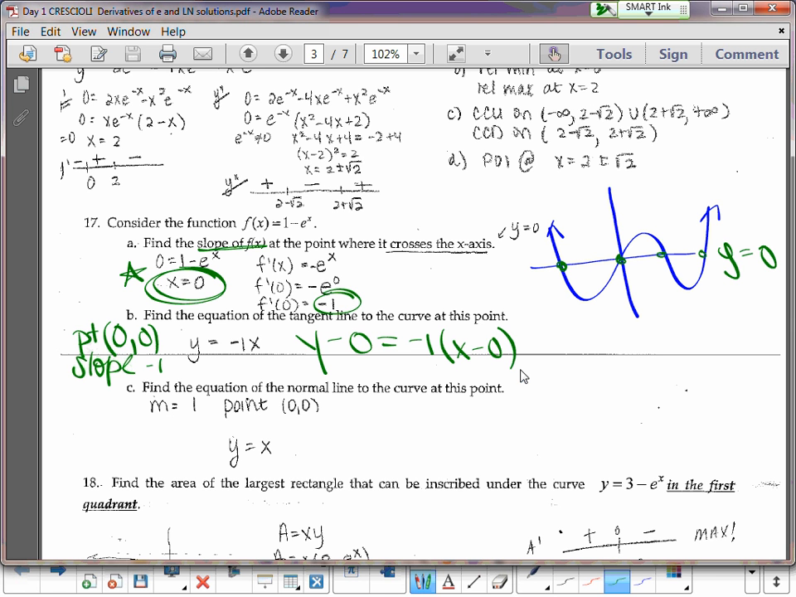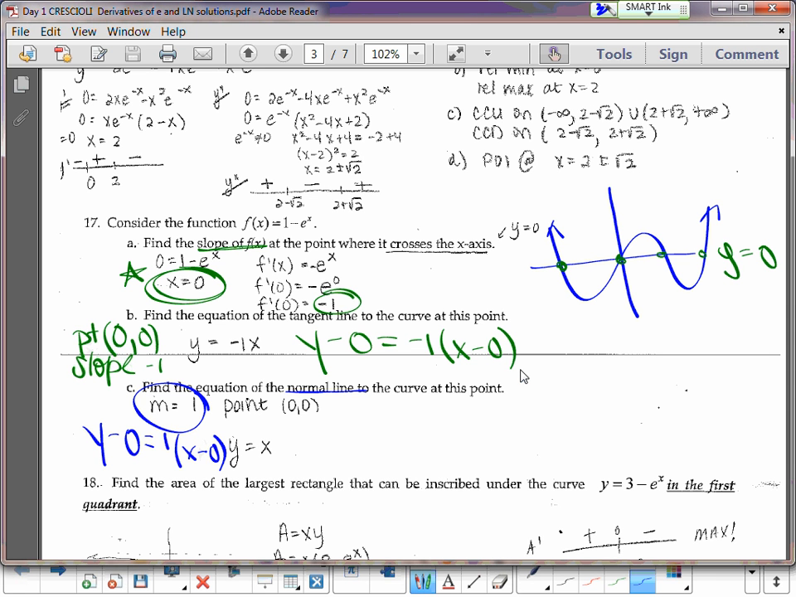Then find the equation of the line normal to the curve. Normal just simply means I need to take my slope and do the opposite reciprocal. So if my slope is negative 1, my new slope is positive 1. Again, we're using the same point because it's set at this point. So then y minus 0 equals 1 times x minus 0.